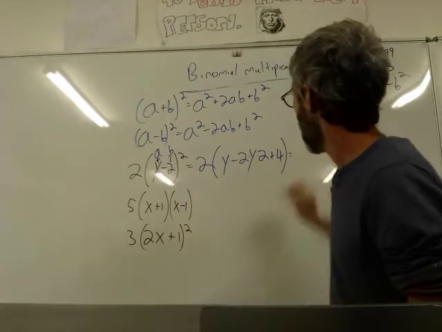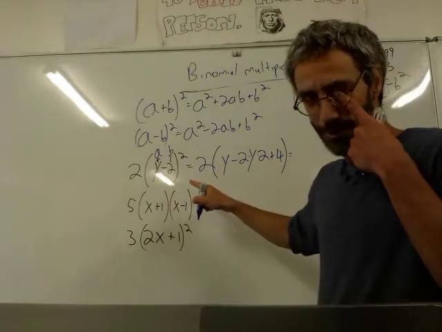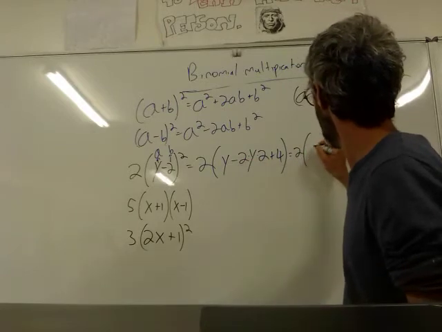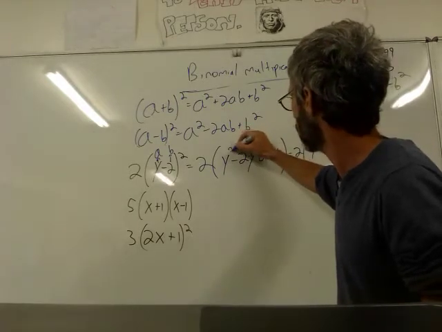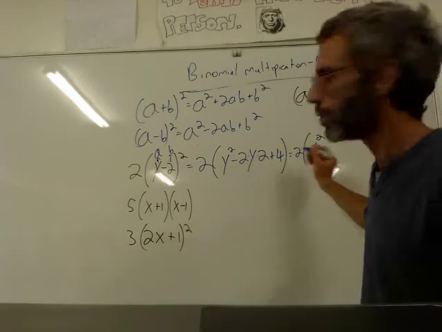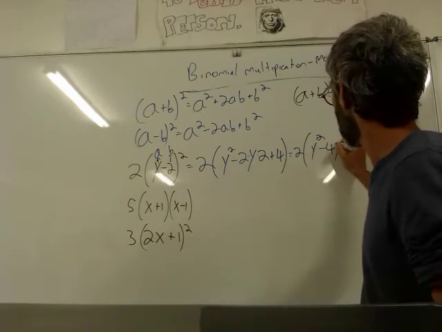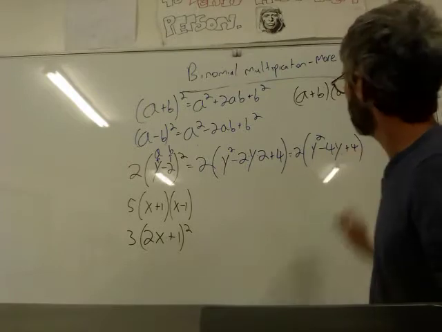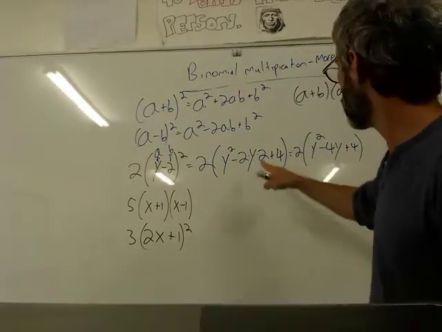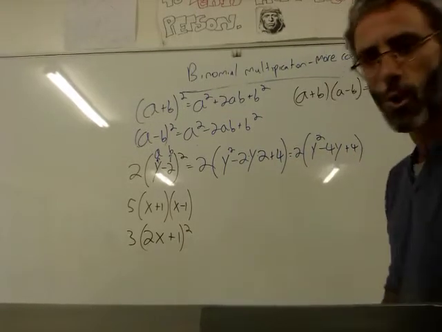Now, before I deal with that 2, let's just figure out this one. It's going to be y squared. Oh, look at that, I forgot the square here. What is minus 2 times y times 2? It's minus 4y plus 4. Now, that's not a big deal. I've got a 2 in front of that. I need to just multiply it.